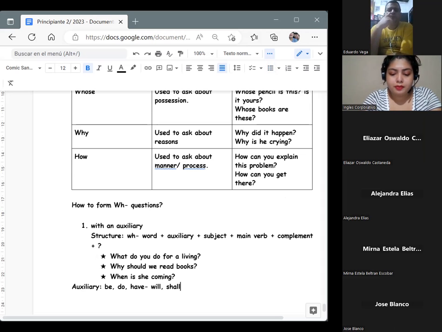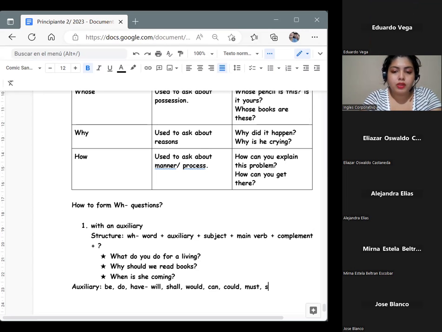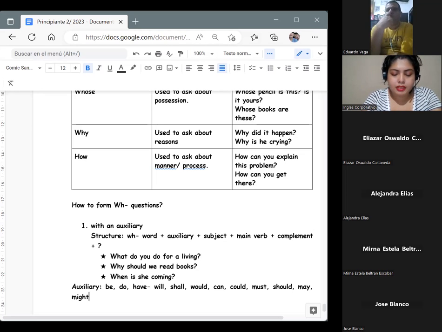shall, will, can, must, should, may, might, and so on. Esas son algunas de las palabras que podemos utilizar como auxiliares.